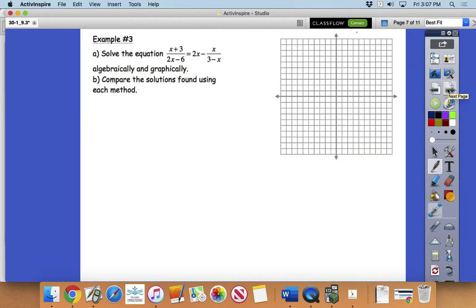Example number 3. Okay, so we want to do this algebraically and graphically. So for A, algebraically, I'm going to factor the denominator. Now the bottom, I'm going to rearrange it. So it's going to be negative x plus 3.